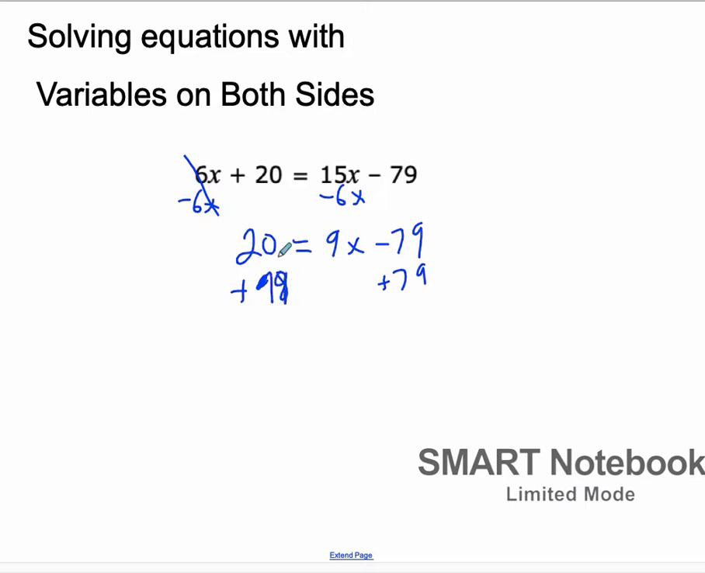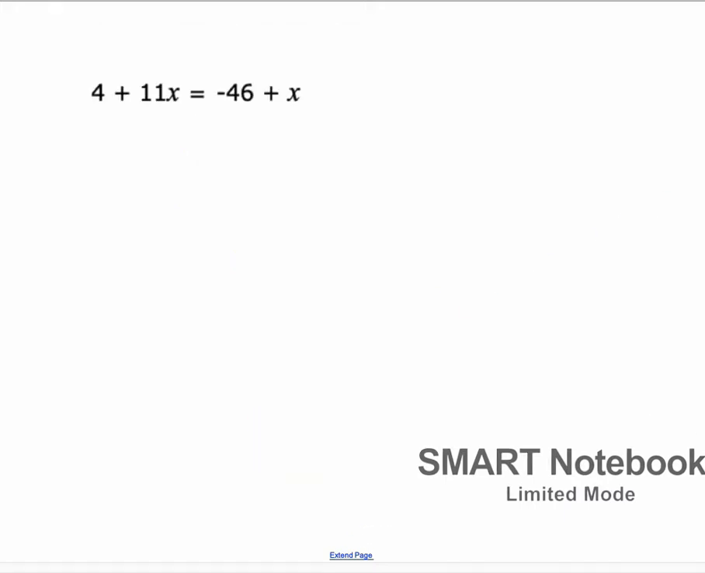And this becomes 99 equals 9x. And then lastly, we divide by 9 and we get x equals 11. Okay, next we are going to do this one, and we have x's on both sides. Here we have a 1x, so that's a smaller coefficient, so we're going to subtract 1x from both sides.